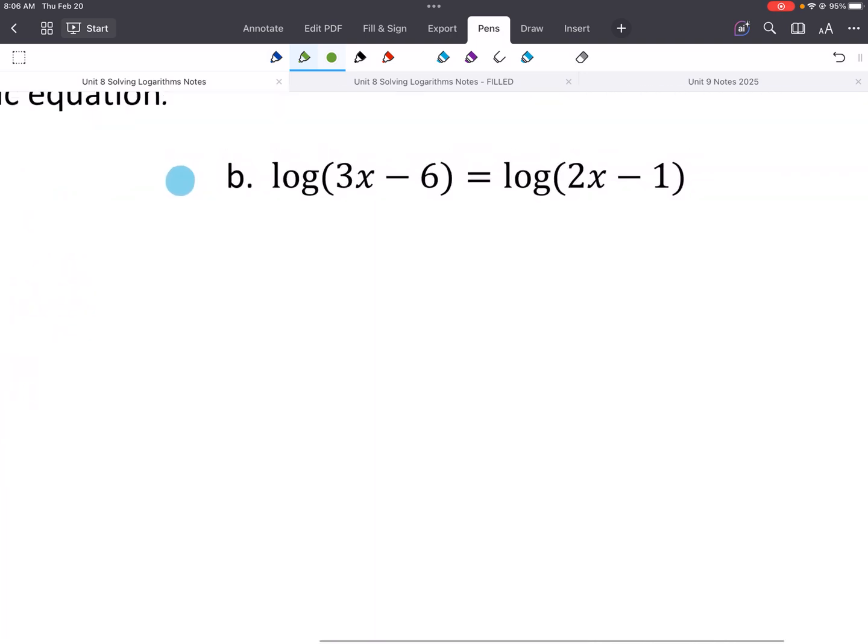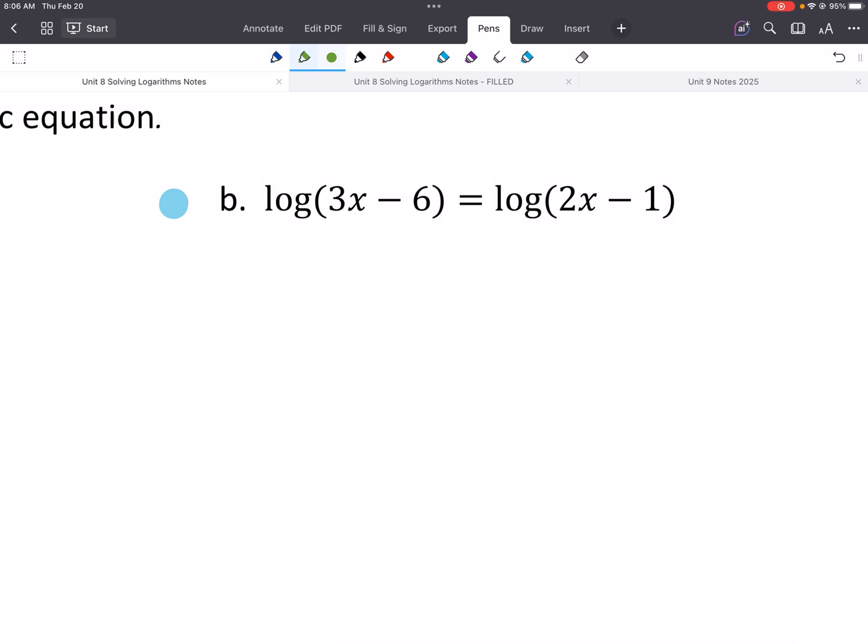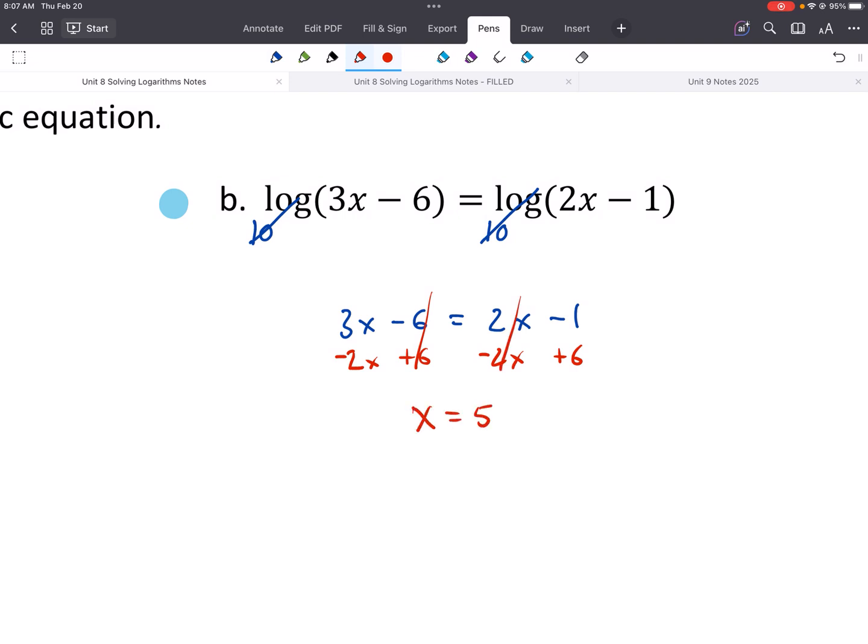All right, let's give this one a try. So we have a single log on both sides, which means we can just get rid of those by doing their opposite. So we do base 10, base 10. Those would just cancel, so we'd get 3x minus 6 is equal to 2x minus 1. And then maybe subtract 2x to this side, and we could add 6 to this side. So these would just cancel, and we'd get x equals 5.